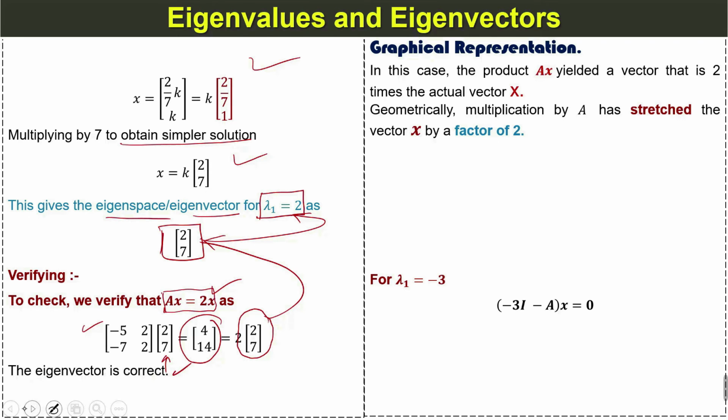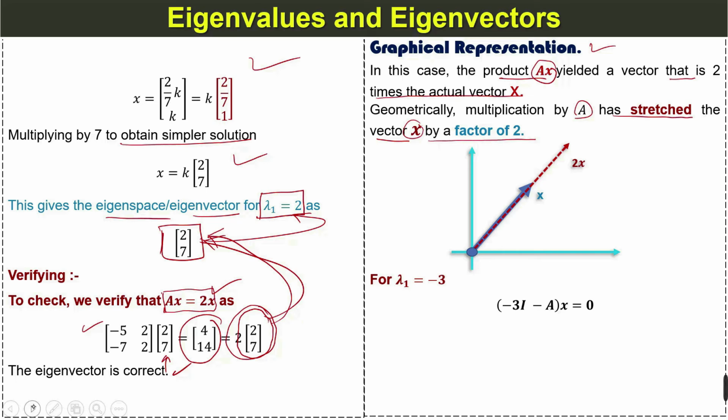Next, we do a graphical representation for this eigenvalue and eigenvector. In this case, the product Ax yielded a vector that is 2 times the actual vector. So we can see that this is 2 times the actual vector, that is the eigenvector. Geometrically, multiplication by A has stretched the eigenvector x by a factor of 2.